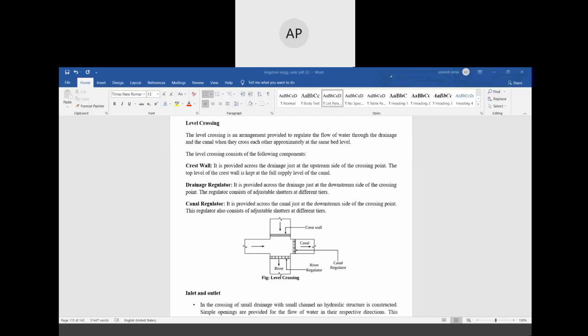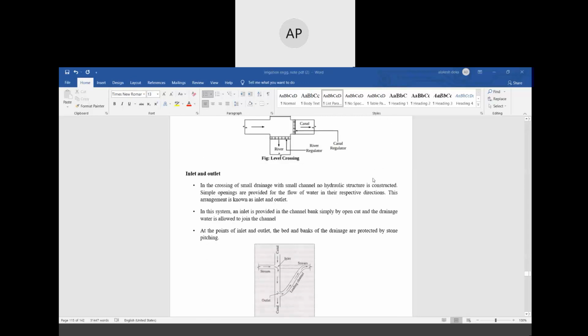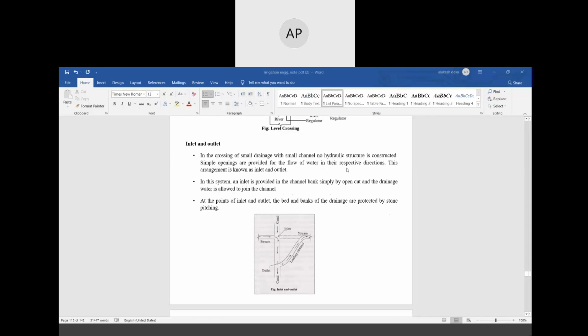Last one is your inlet and outlet. It is the crossing of small drainage with small channel. No hydraulic structure is constructed. In this type, the inlet is provided in a channel bank simply by open cut and the drainage water is allowed to join the channel.